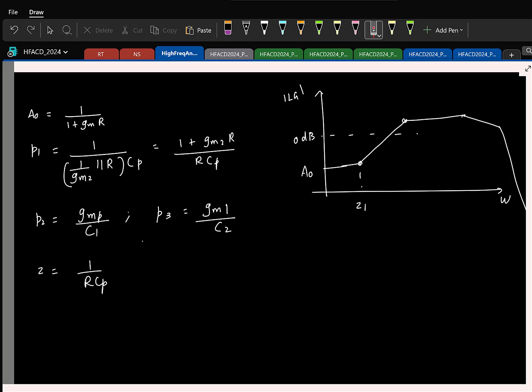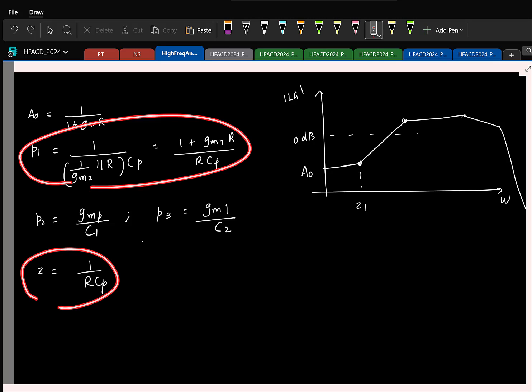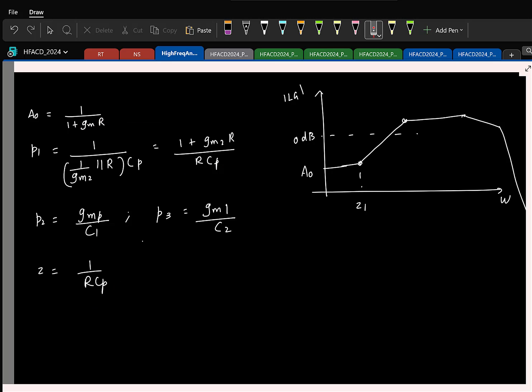How do you add a pole? I mean, I already have these two poles. Remember, the pole P1 and the zero are kind of a doublet, right? Basically, zero and pole follow each other. So this is something you can't prevent. Basically Z1 followed by P1 is something you can't avoid.